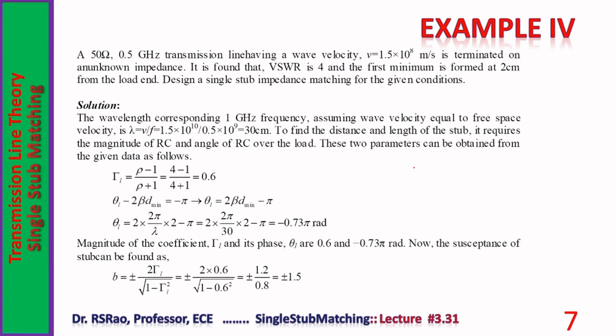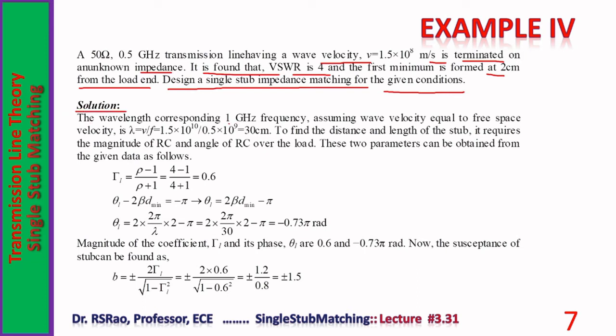Now another problem we consider. A 50 ohm, 0.5 GHz transmission line having wave velocity V equal to 1.5 into 10 power 8 meters per second is terminated on an unknown impedance. It is found that VSWR is 4 over the line and the first minimum is formed at 2 centimeters from the load end. Design a single stub impedance matching for the given conditions. The solution procedure is like this.